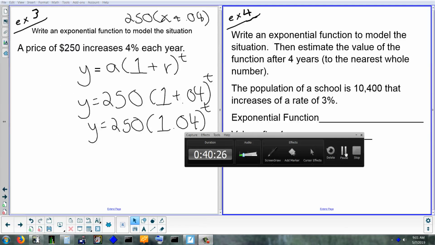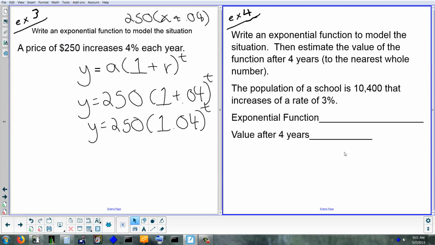Oh, good stuff. So now, for example 4, do you guys have this? Is yours the same or is it different? 10,400, 3%. Yeah. We're good with this? Okay. So like I said, we can do this with bank accounts. We can do this with money. We can do it with money and we can do it with populations. Because in most cases, populations increase. Sometimes they decrease. In this case, we're going to say they increase. The population at a school.